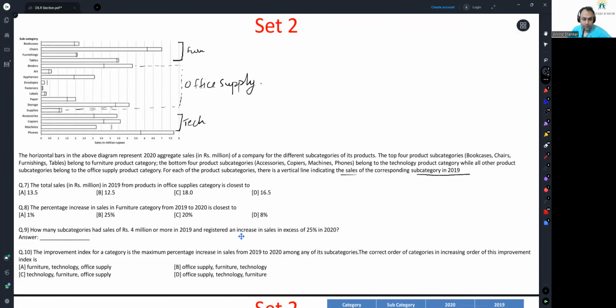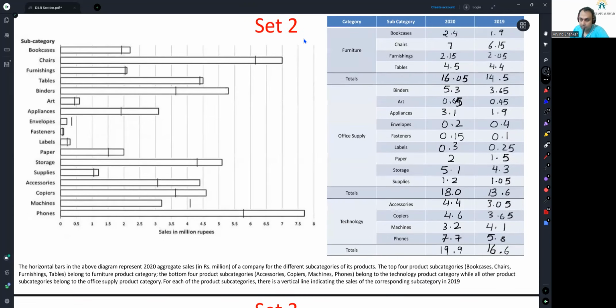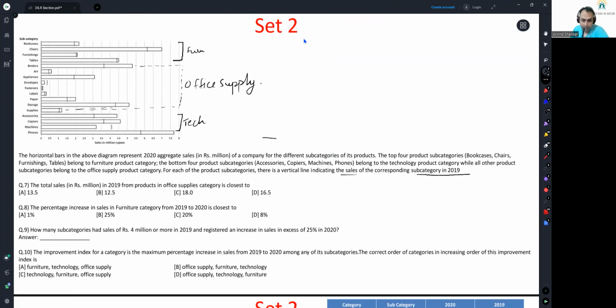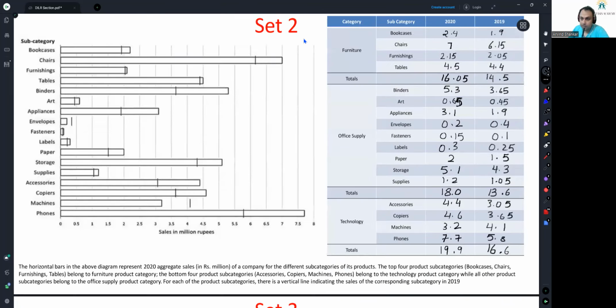Let's get to individual questions. Although listing out all the numbers was not really needed, if you were confident in your ability, you could have worked with smaller numbers as well. The total sales in million in 2019 from the products from the office supplies category is closest to. I'm getting 13.6 among the available options. This is the closest.